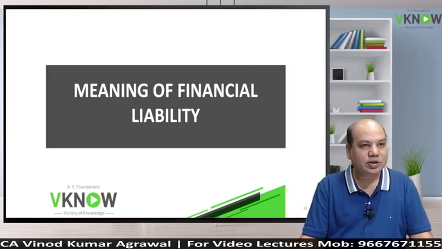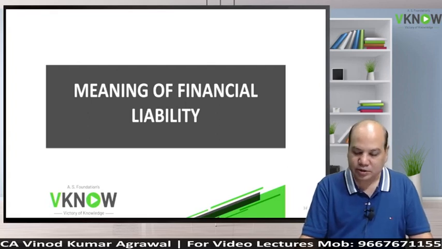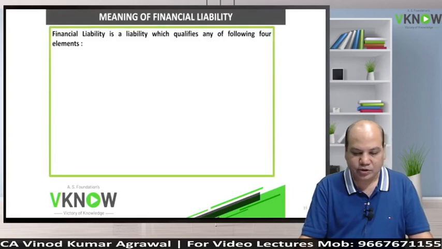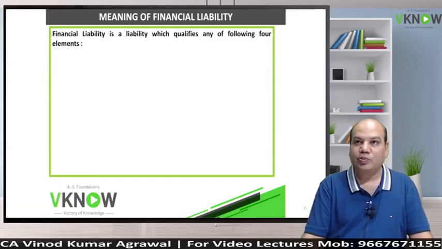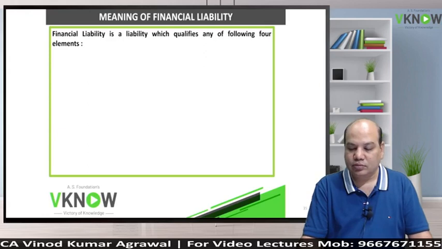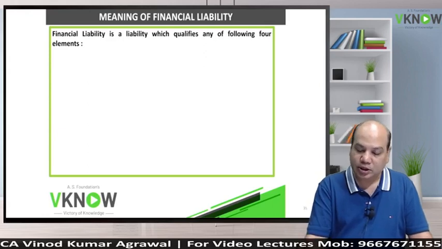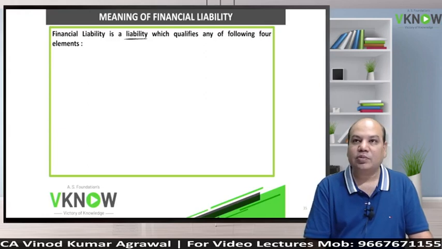So first, we will see today the meaning of financial liability. In this chapter, the first thing I need to learn is what a financial liability is, because the main purpose of the standard is to help you identify whether an item on the liability side will come under financial liability or equity. So financial liability is a liability. First of all, it should meet the definition of a liability.